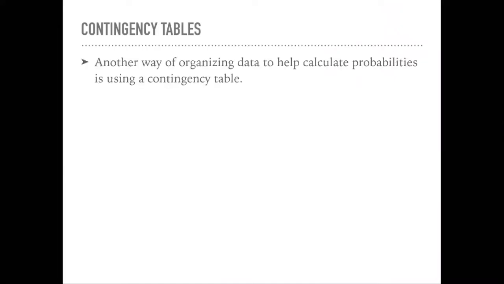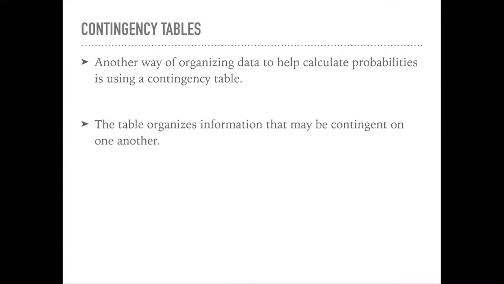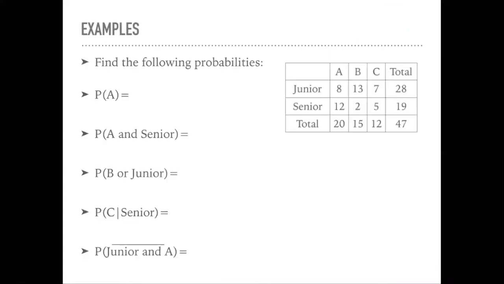Now, another thing that we can use to organize information is contingency tables. A contingency table is a table that organizes information that's contingent on one another. It helps us see when we have mutually exclusive or not mutually exclusive events. So we are going to look at this contingency table, where juniors and seniors were in a class together, and they all received either A's, B's, or C's.